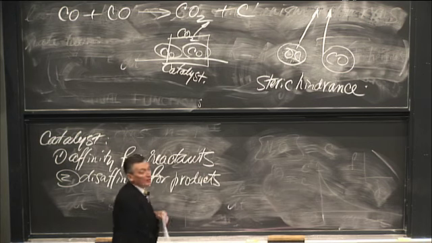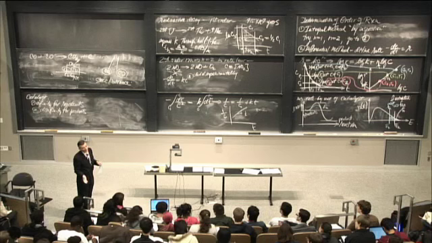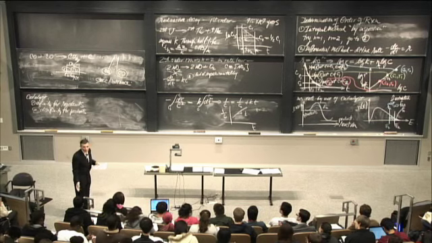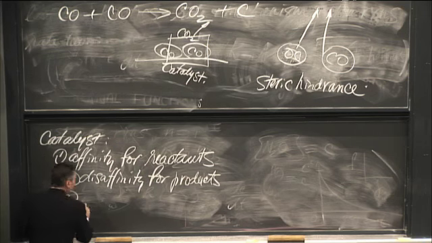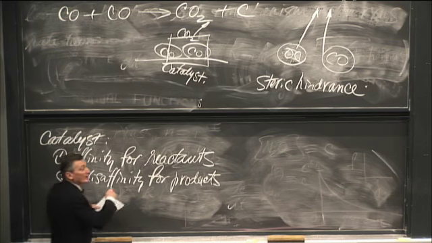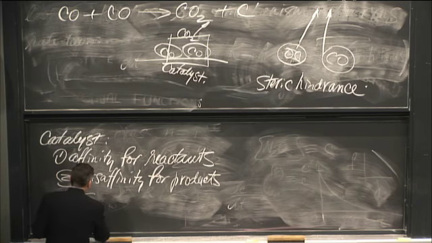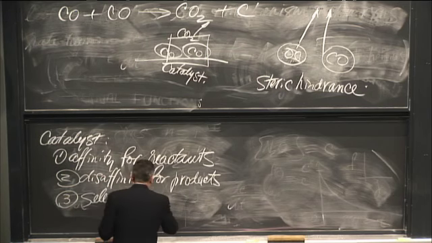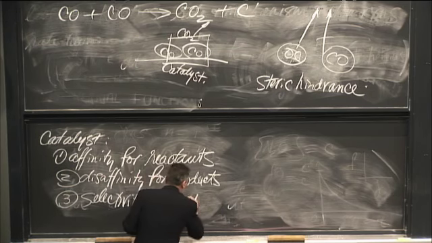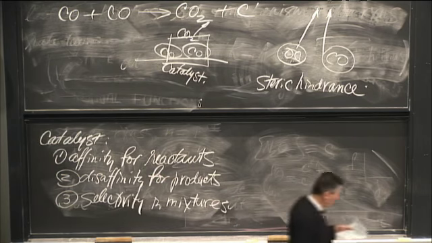And in the real world, such as in the gas exhaust stream of a car, it's not just carbon monoxide. There's all kinds of other stuff going on in there. And so the third thing that the catalyst needs to have is selectivity, so it doesn't get distracted by other reactions. Selectivity is most important when you have a mixture of all sorts of other species. So that's what the catalyst does.